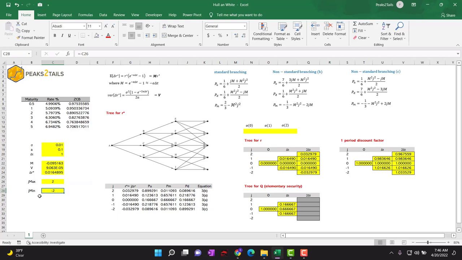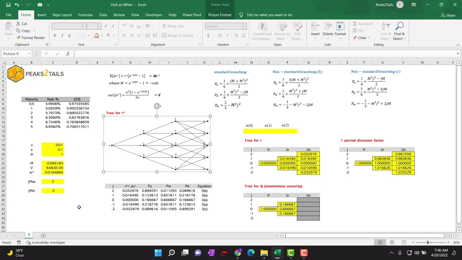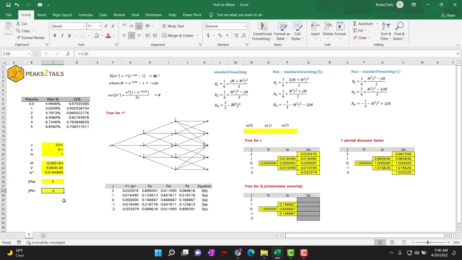J minimum: this tree is symmetric, for we are still modeling R star. We have not gone to R yet. So this is symmetric. J min is simply minus of J max, so this is minus 2. Okay, so we'll switch from standard to non-standard at J equal to 2 and J equal to minus 2, the two different types of switching that we are familiar with. Okay, we'll use that. All right, so next step is to construct the tree for R star.